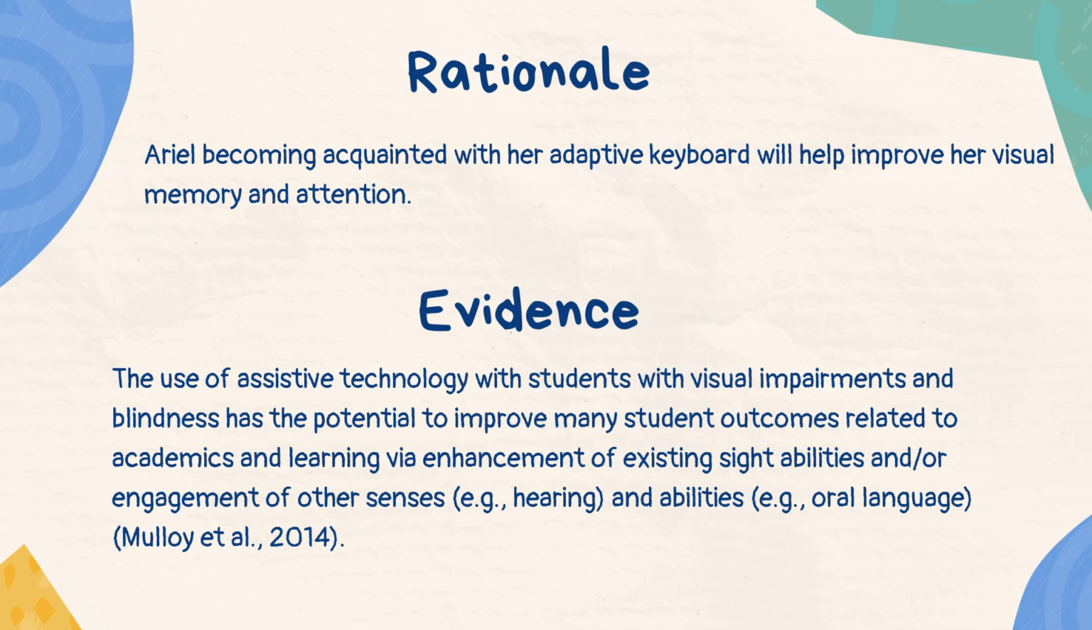As far as evidence, this article found that assistive technology, particularly for students with visual impairments and blindness, has the potential to improve student outcomes related to academics. It also talked about the enhancement of other abilities or their other senses, such as hearing or oral language.